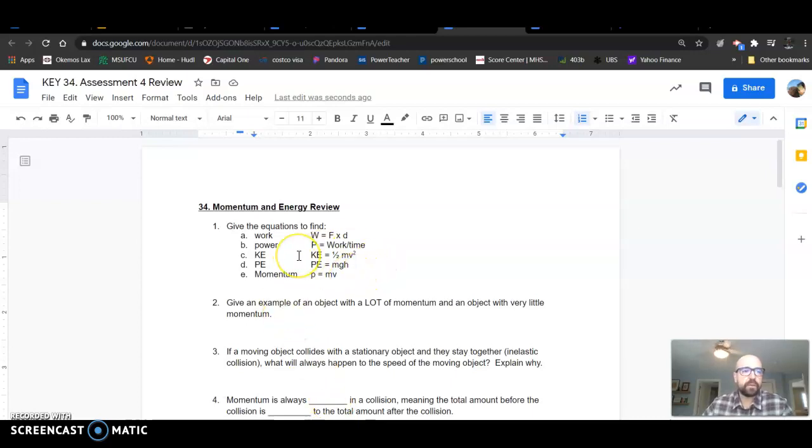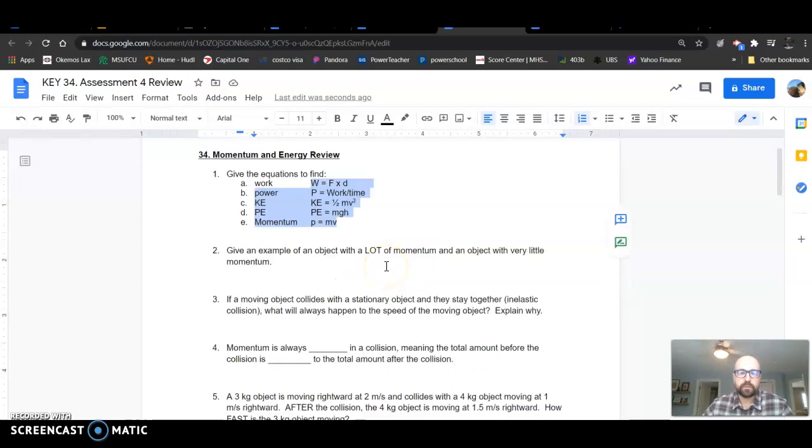Welcome back. We've got the key for the review for assessment 4 here. So first one is just knowing these equations. So I put them in there. That should be something you have handy when you take the assessment, so you're ready to answer problems related to those. And we'll get a couple other ones that you might use, but all stem from this as we go through this.